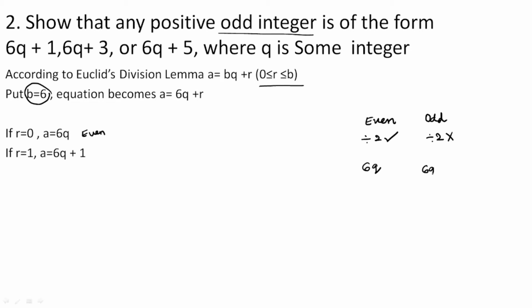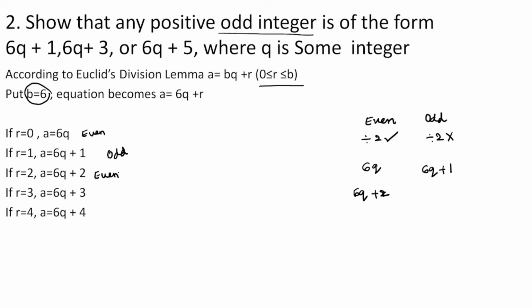In 6q plus 1, only 6 is divisible by 2, but 1 is not divisible by 2. So 6q plus 1 is an odd number. Continuing, if r equals 2, the equation becomes 6q plus 2, where 6 is divisible by 2 and 2 is also divisible by 2, making it an even number. Similarly, if you continue further, 6q plus 3 will be an odd number and 6q plus 4 will be an even number. So from these equations, we can say that 6q plus 2 is an even number, 6q plus 3 is an odd number.